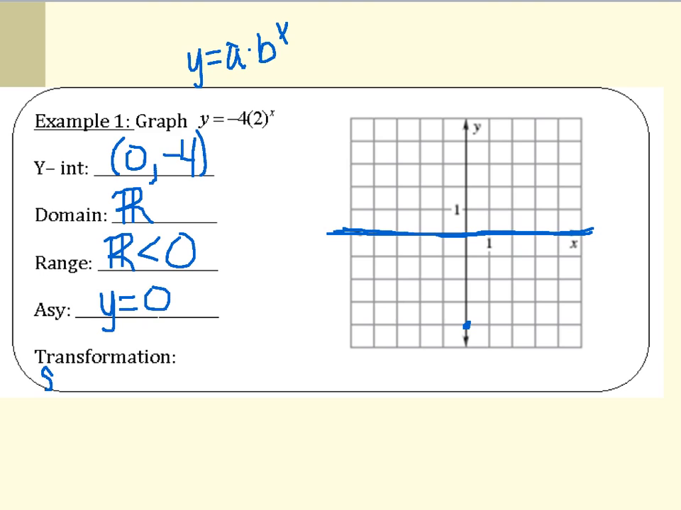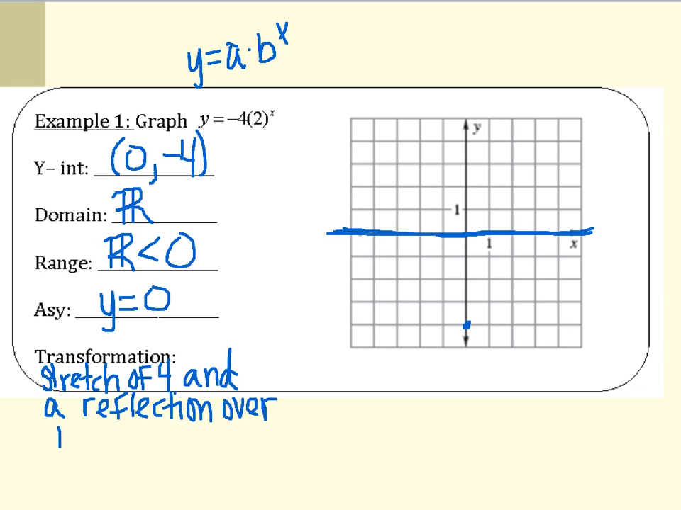It's a stretch of 4 and a reflection over the x-axis. So I'm including the fact that it's a reflection and a stretch. Let's now make our table and complete our graph.